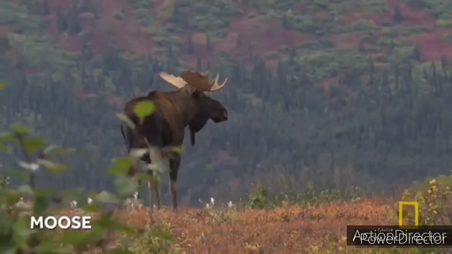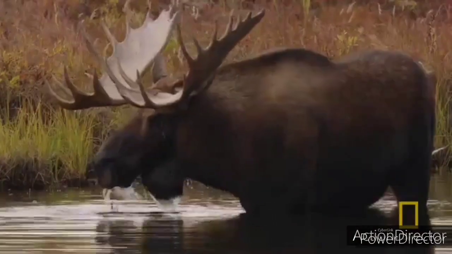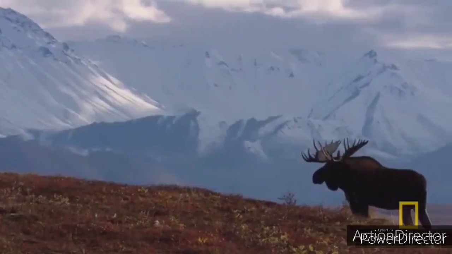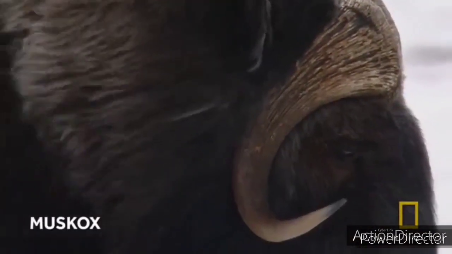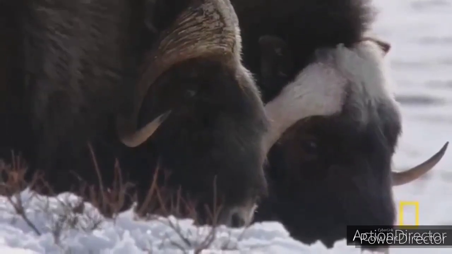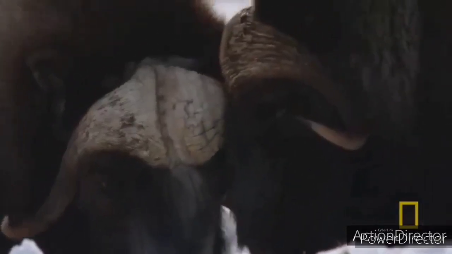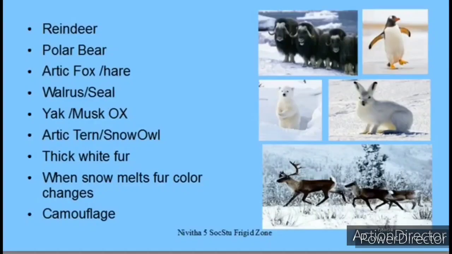The animals that live in the frigid zone are usually adapted to the harsh climate. Reindeers, foxes, whales, seals, walrus, musk oxen, ground squirrels, penguins, etc. are some of the animals found in the frigid zone.